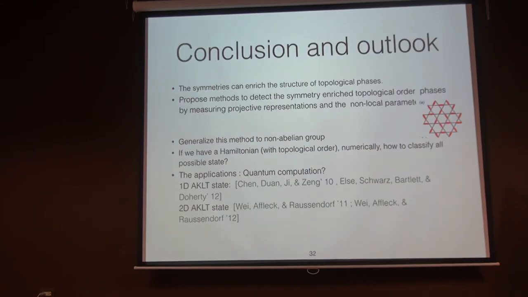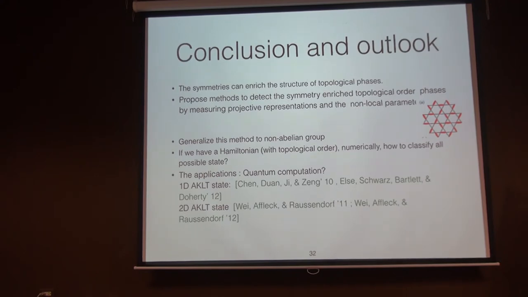Okay, so let me conclude this work. We know the symmetry will enrich the topological order phase, called the symmetry enriched topological order phase. And then we propose a method to detect the SET phase by measuring the projective representation and the non-local order parameter. And here we just consider the abelian case.